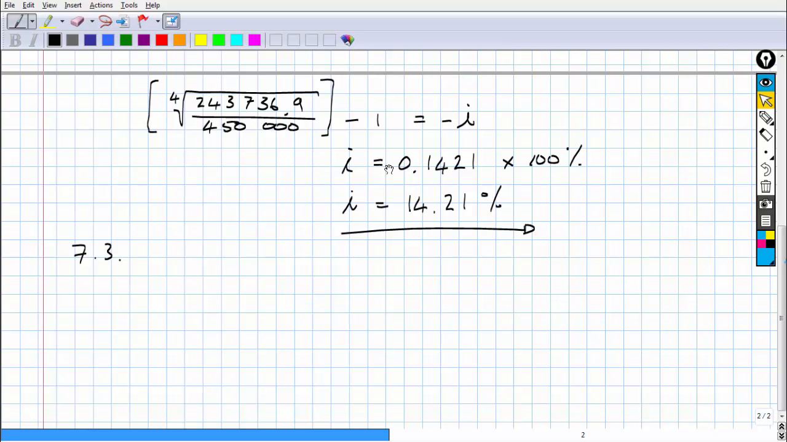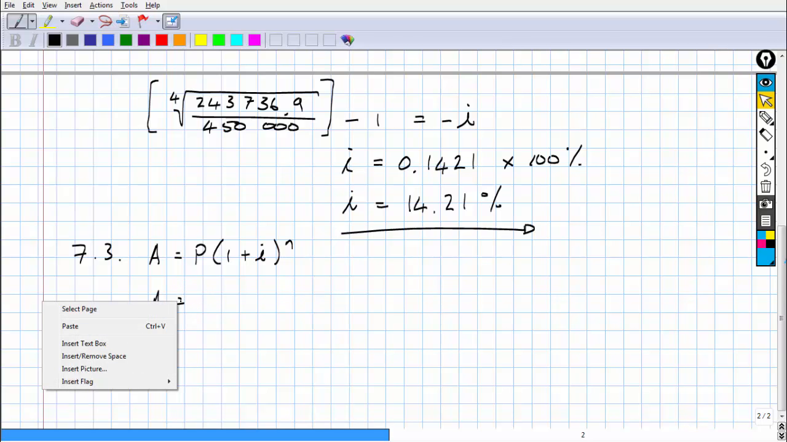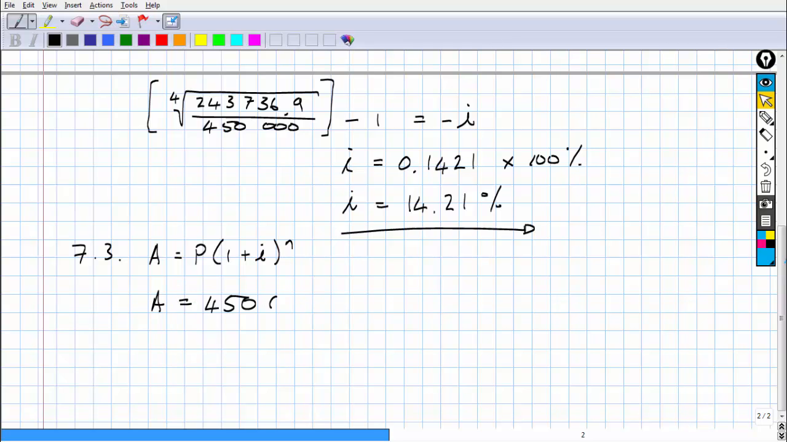So inflation, we know, is compound interest, so A equals P(1 plus I) to the power of n, compounded yearly. So they're asking how much will it cost. So A is equal to the original cost, which is 450,000, times 1 plus I, which is 8.1%, to the power of n, which is 4 years.